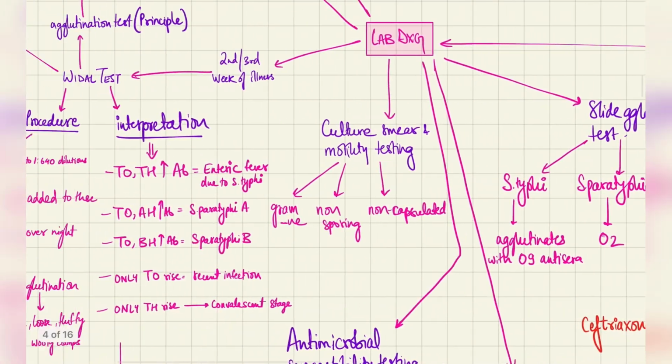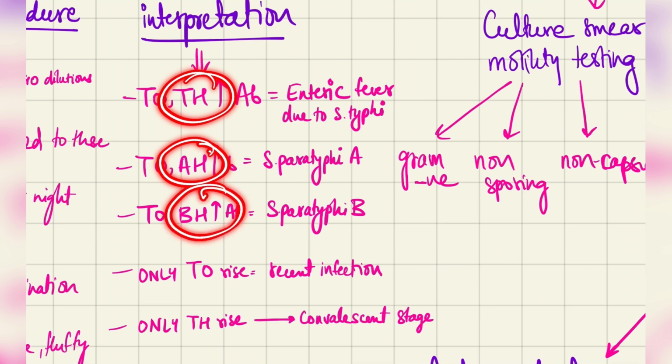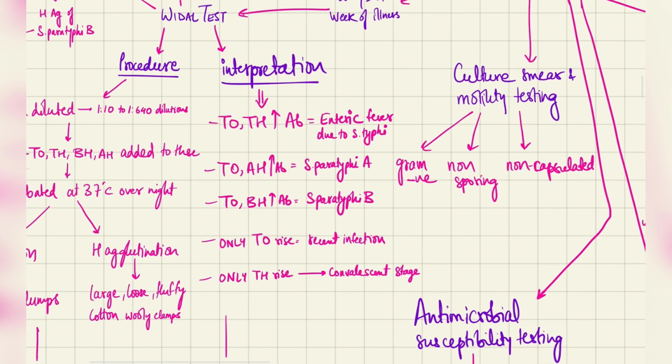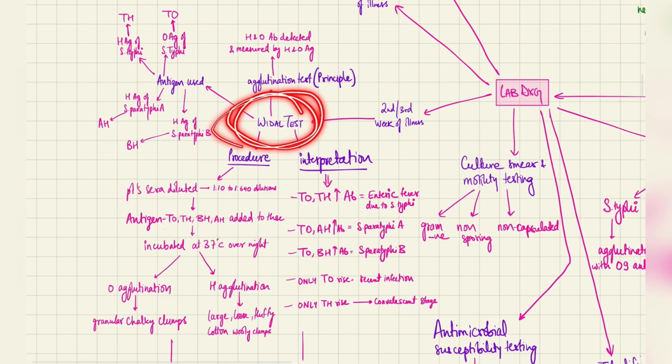If you look at it here, H antigen is specific to A, specific to typhi, specific to B. So this will be highly immunogenic. This will determine what type of infection we're having and what the course of action will be accordingly. So this is the interpretation of the Widal test.